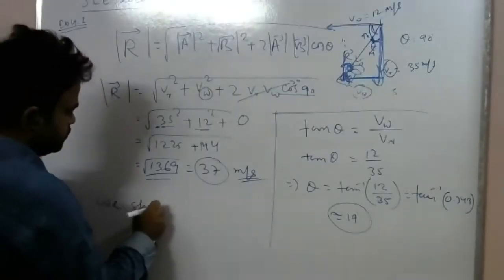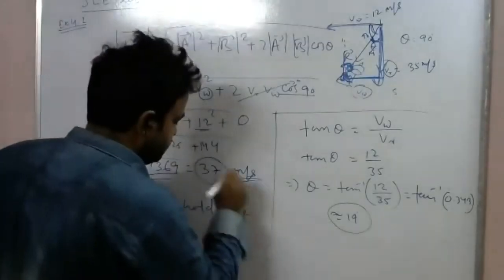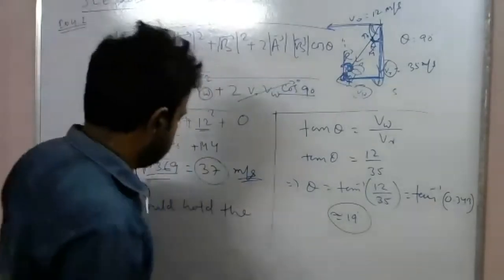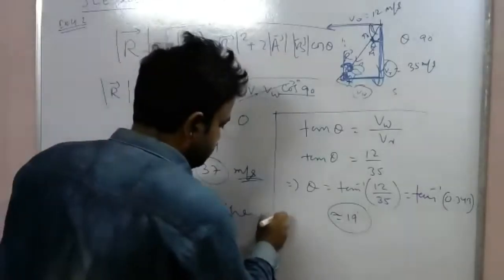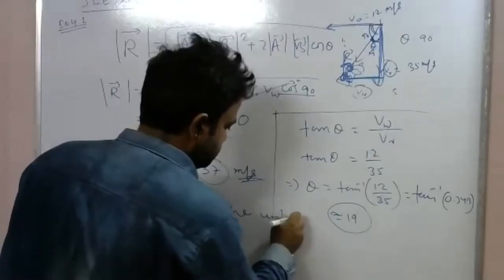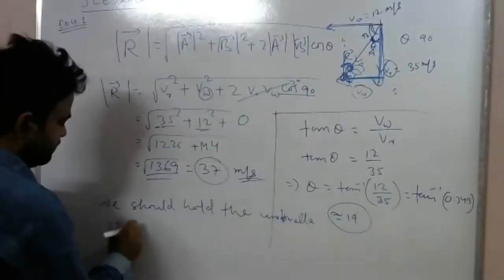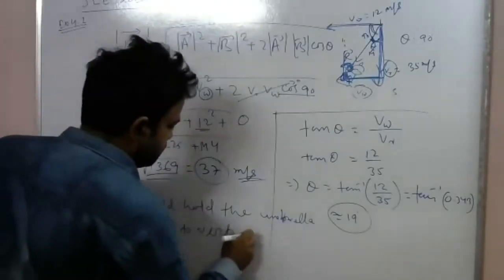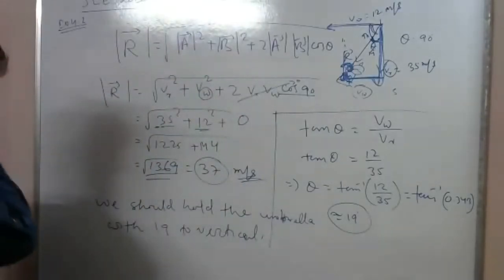So your answer is that we should hold the umbrella. This type of question comes in your entrance exams, and it has come in JEE and also in NEET, and in JEE 2020 this year also. So we should hold the umbrella with 19 degrees to the vertical, correct?